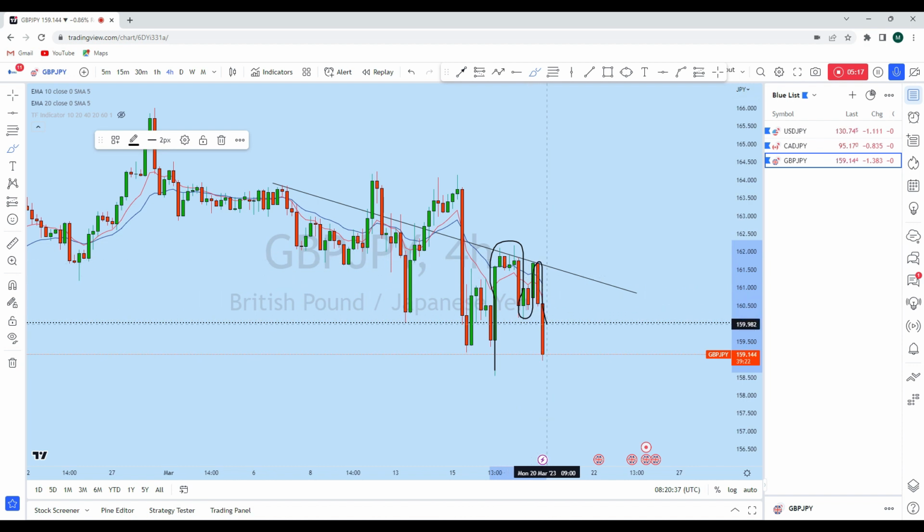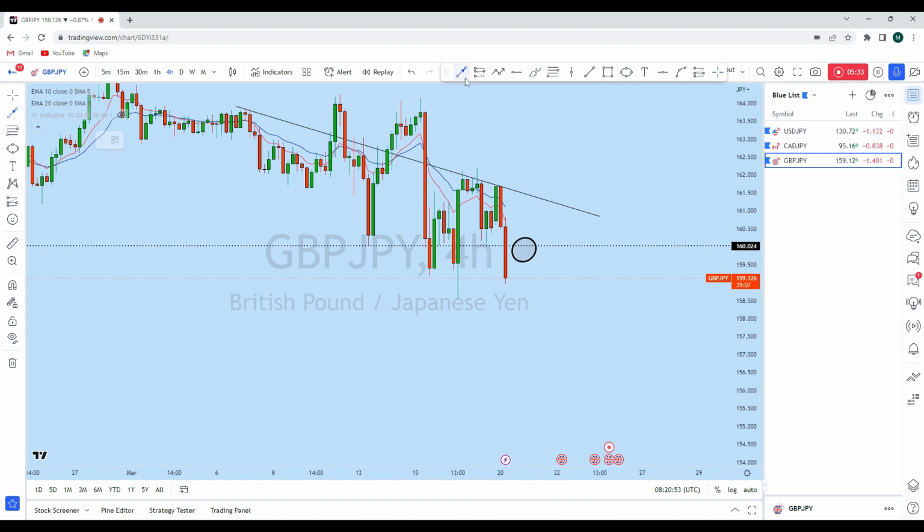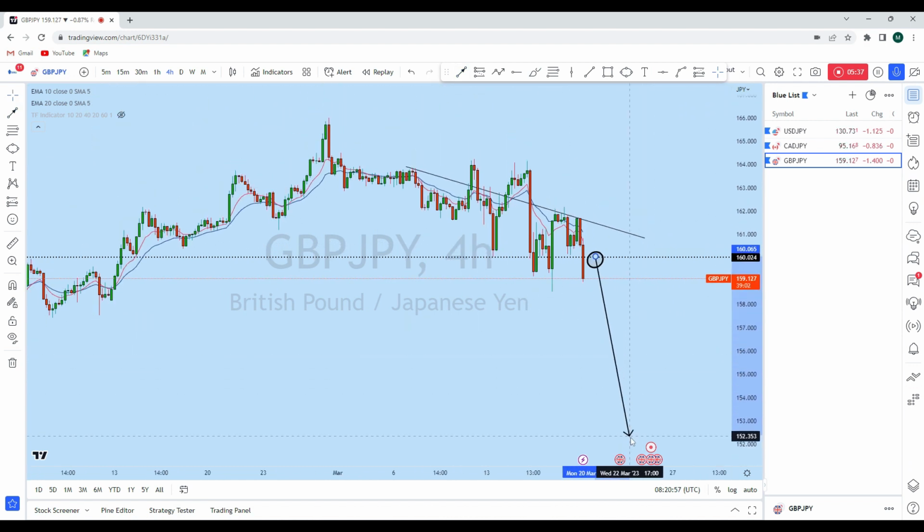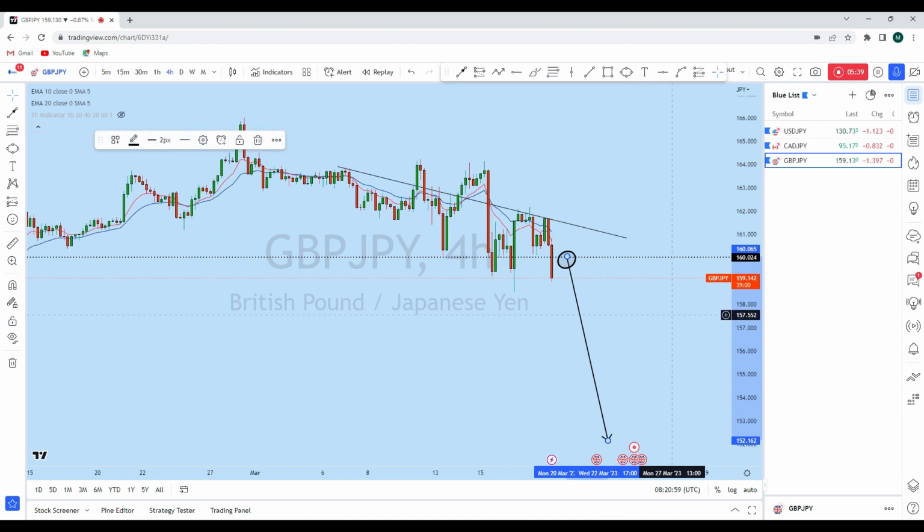Now with all of them together having broken down, we can expect the price to go ahead on the lower time frame to test this support as a resistance, and then we can expect this price to continue to drop in this direction. So as soon as we find a suitable entry along this zone on the lower time frame, we will consider going short on GBPJPY with a high probability trade setup with our students.